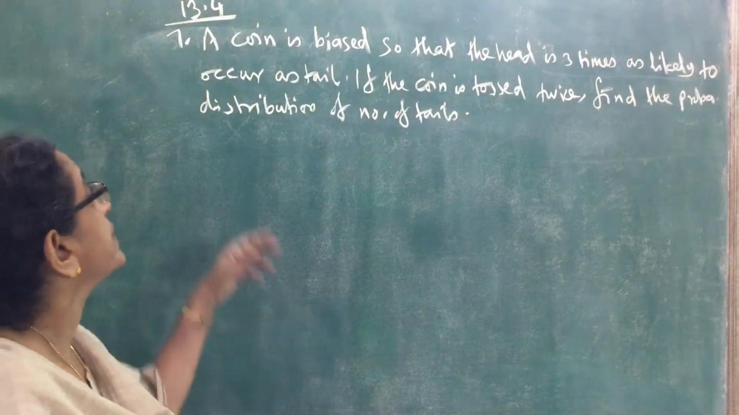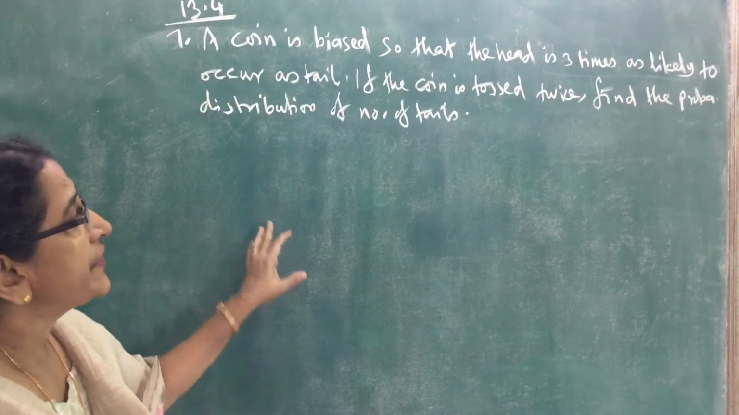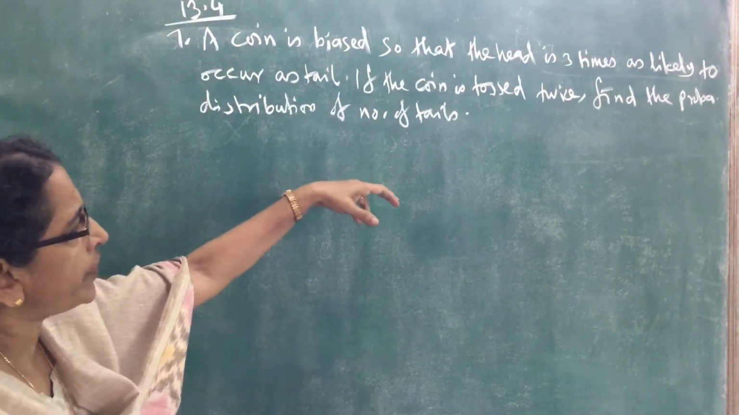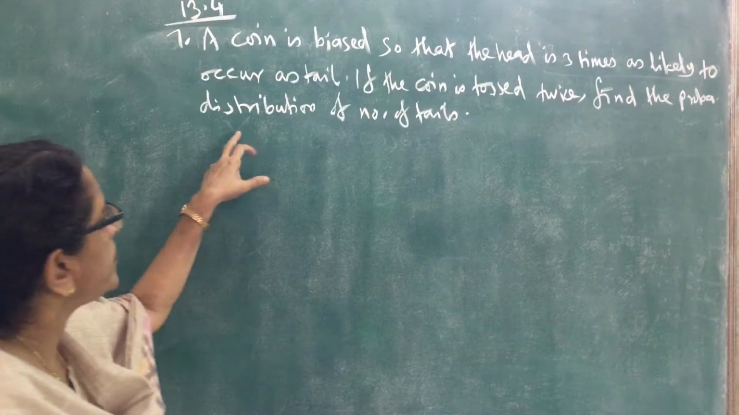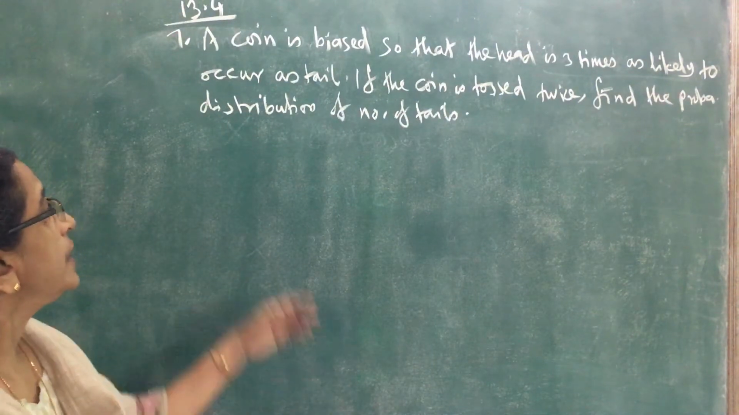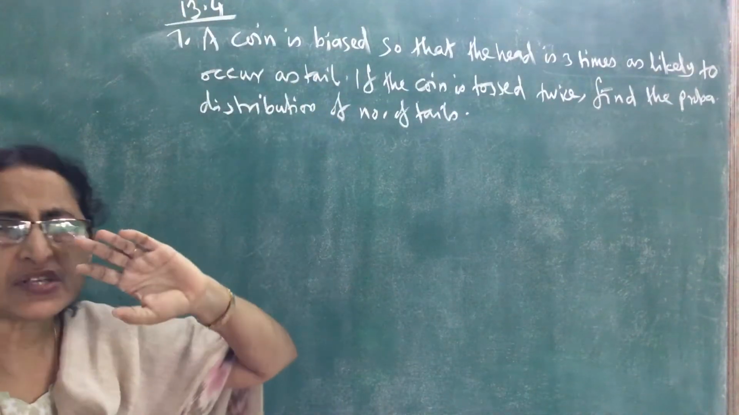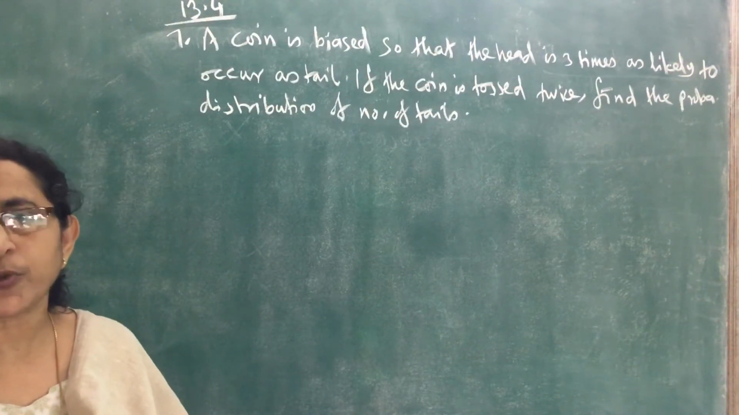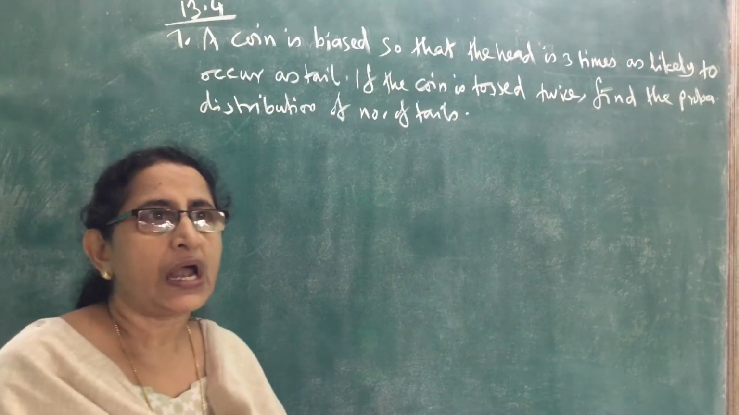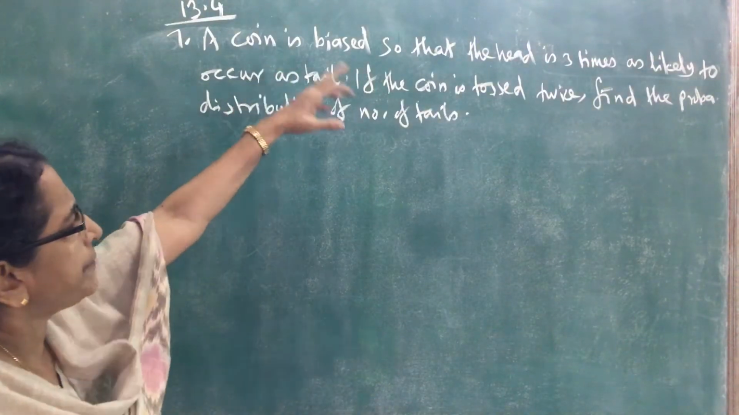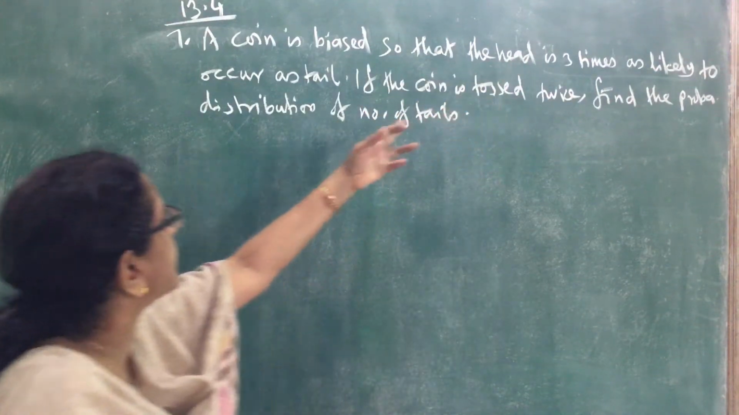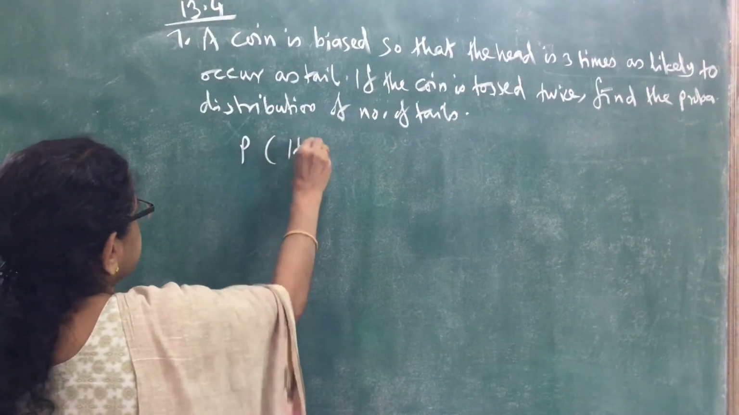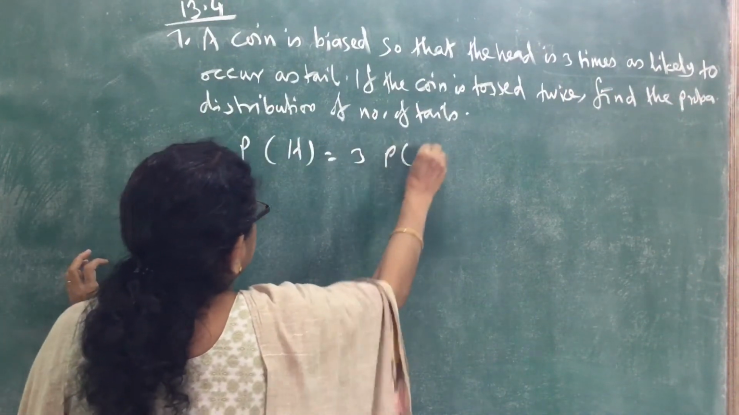13.4 seventh one. A coin is biased so that the head is 3 times as likely to occur as tail. If the coin is tossed twice, find the probability distribution of number of tails. Here a coin is biased. If the coin is unbiased, probability of getting head is 1 by 2, probability of getting tail also 1 by 2. But here the coin is biased and the head is 3 times as likely to occur as tail. That means probability of occurring head is 3 times probability of getting tail.